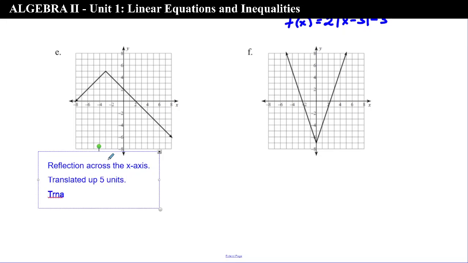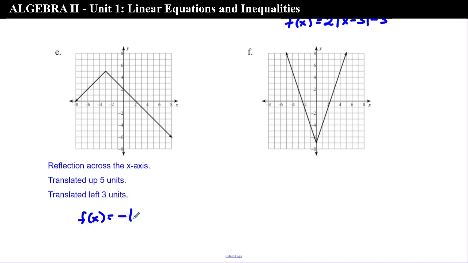And we're also translated left by 3 units. So when we put all this together, we're going to end up with f of x equals, well, since we have a reflection across the x-axis, we're going to have a minus out in the front. Since we're translated left, we're going to have x plus 3. And since we're translated up, we're going to have a plus 5 on the outside.